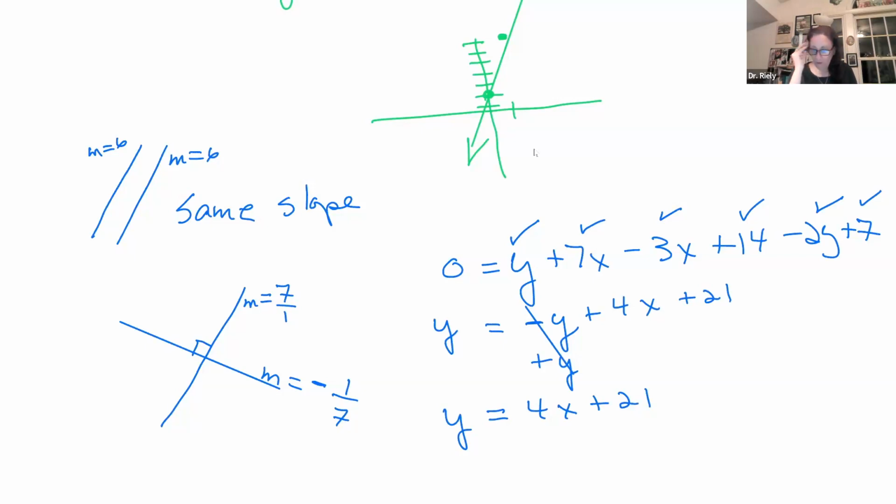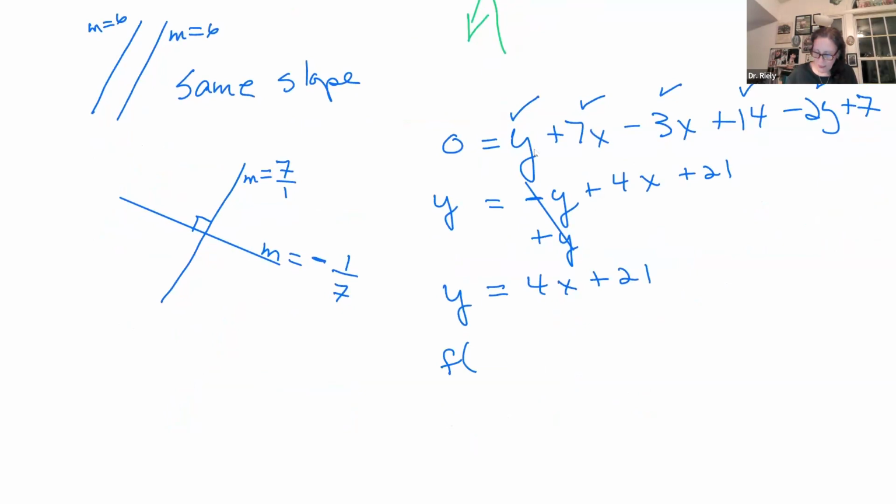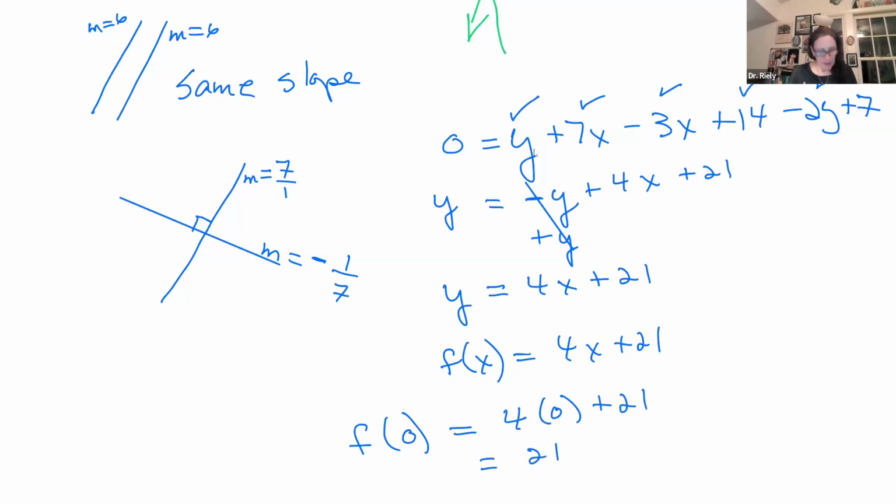Evaluating numbers. If I said, here's my function, I'll write it in function notation. This is function notation. If I say, tell me what f of 0 is, what you would do is take every x and replace it with 0 and then solve. So f of 0 would be 21. That's evaluating, and we did some of that as well.